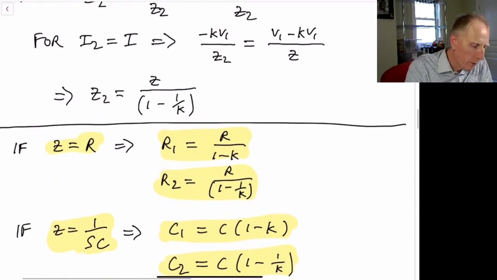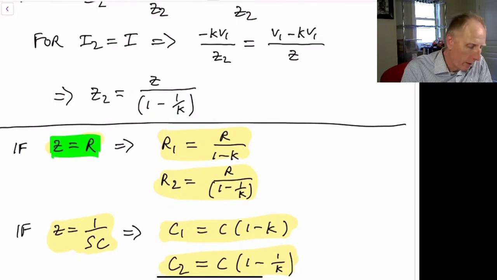Now in the case where that impedance Z is just a resistor, then R1 would equal R divided by 1 minus K, and R2 would equal R divided by 1 minus 1 over K, as we would expect.